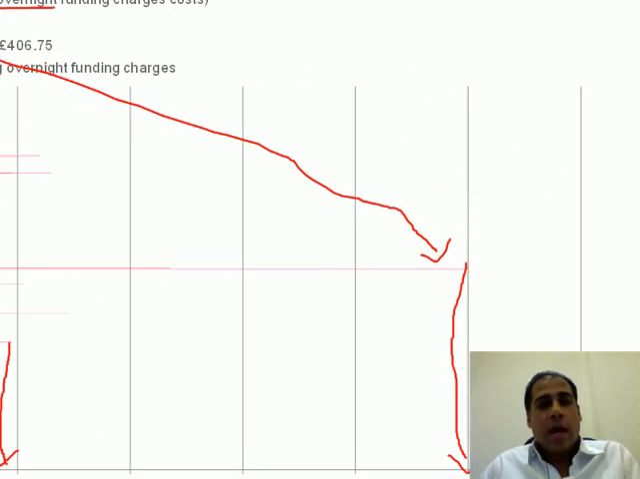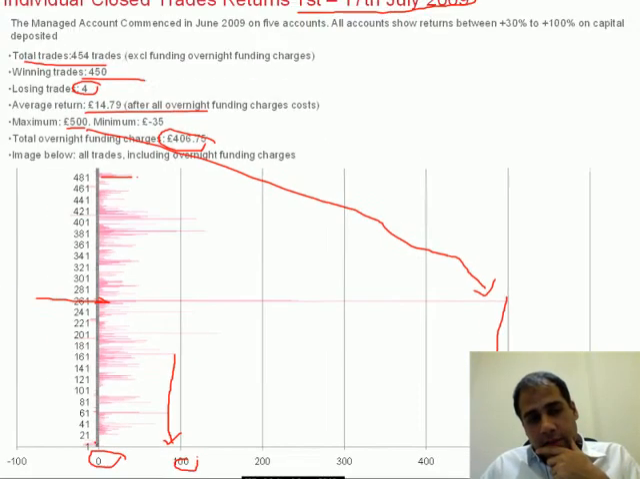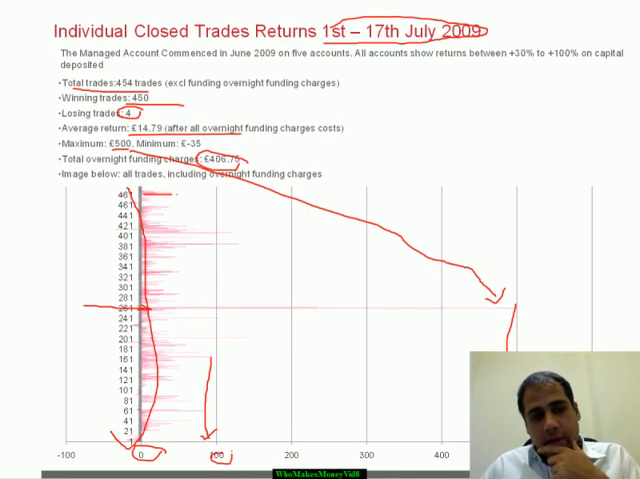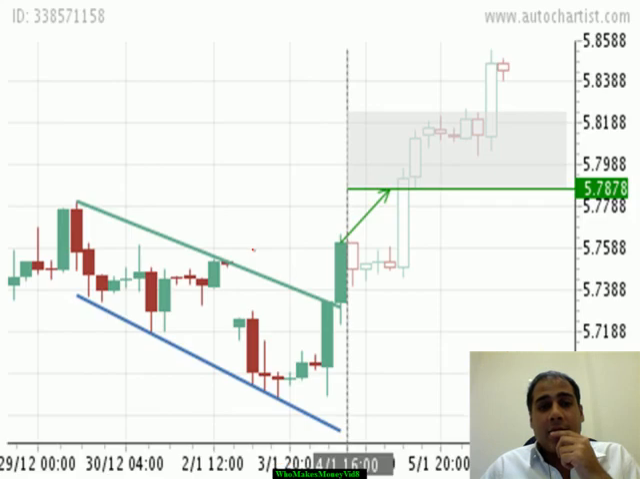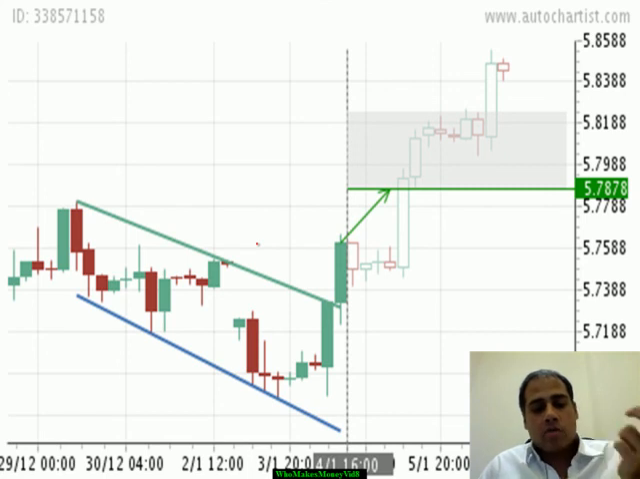And some of them had what's called overnight funding charges. This particular account was spread betting, and so there's funding charges because of leverage and so on. But essentially these are the trade numbers here, starting at trade number 1, all the way up to trade over here beyond trade 481. And this is the profits on this axis and how each one of them did. And as I said, following that particular strategy, it tended, surprisingly, to do incredibly well. In the next video, I'll discuss another way of finding trades.